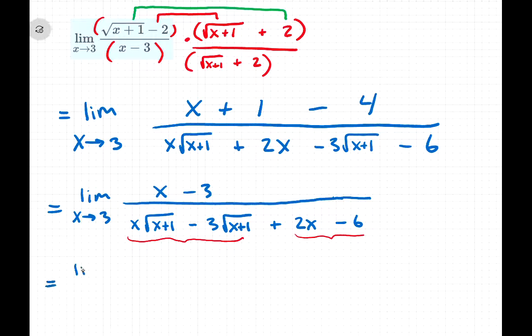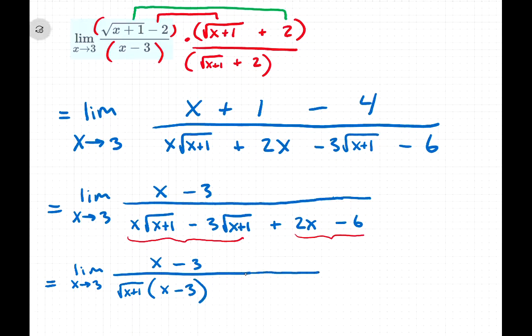Okay, so we have the limit as x approaches 3. On top we've got the x minus 3. On the bottom, if we factor out the square root of x plus 1, we're left with an x minus 3. Okay, this is starting to look like we may be able to do some canceling, but we still have the rest of the denominator. And here, if we factor out a 2, we're left with, again, an x minus 3.